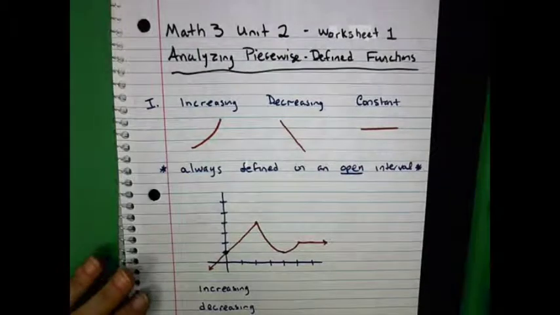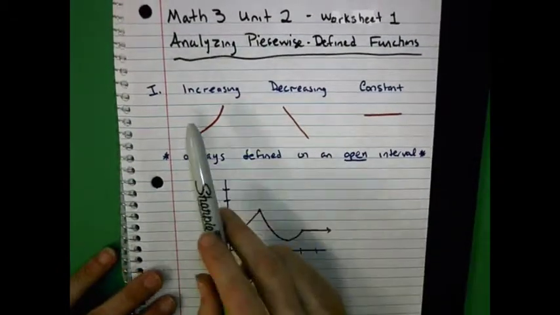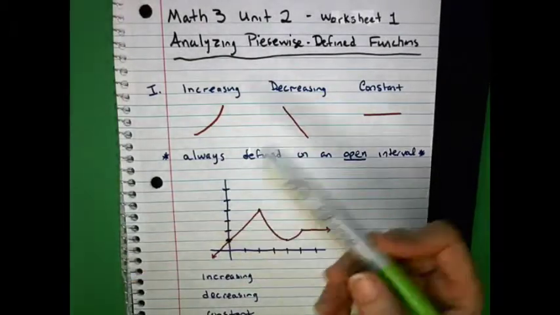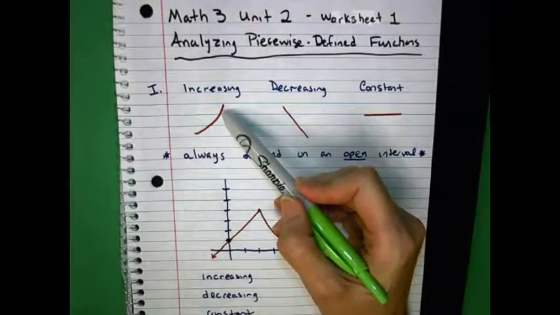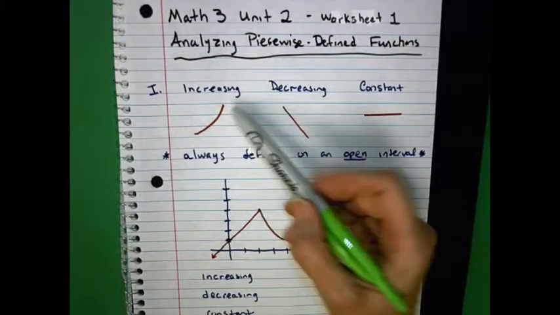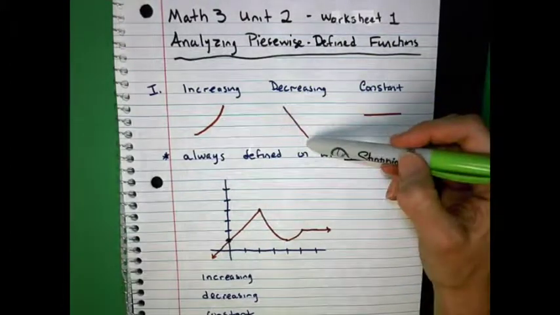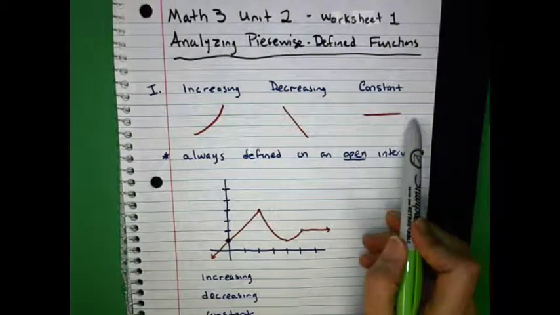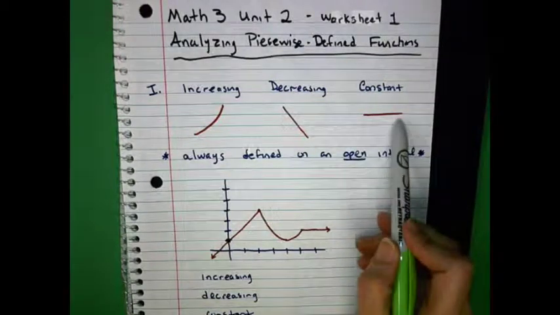One of the first words we see used is increasing, decreasing, and constant. When they see the function going uphill, they would call that an increasing piece. Any place where it's going downhill, curved or straight, is a decreasing piece. And a constant part of the graph will be a line that is perfectly horizontal.